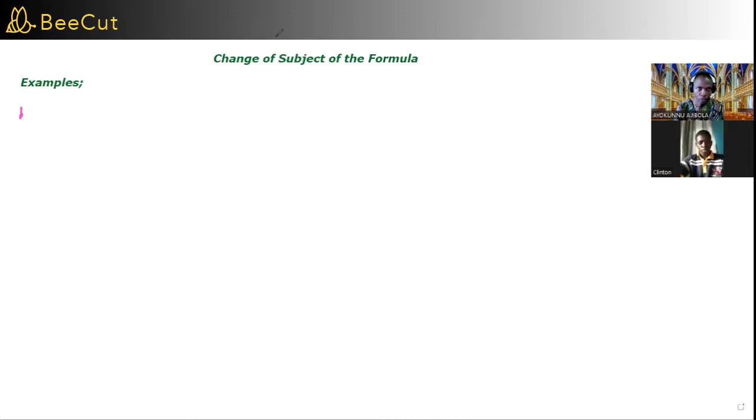Okay, this is too thick. Let me try to adjust that. So, question 1: make u the subject of the formula v square equal to u square plus 2as.